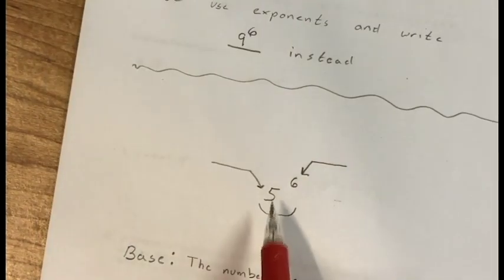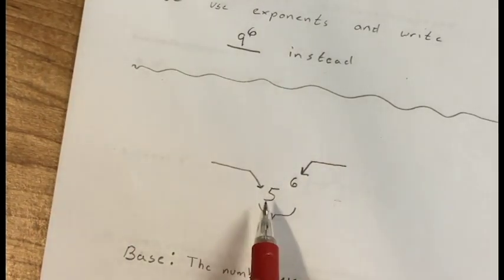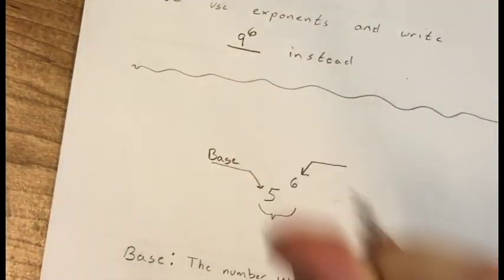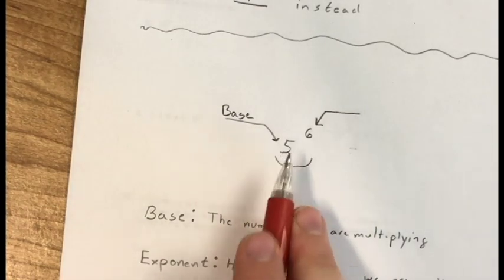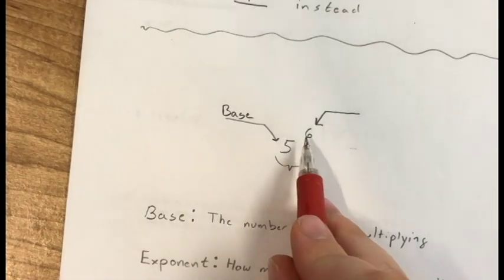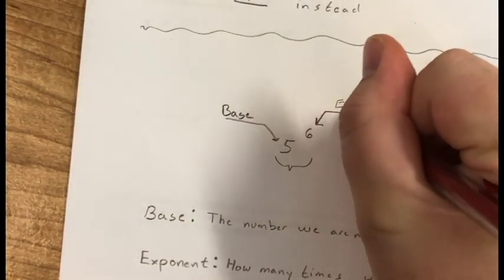So here I have a number. This number right here is what we call the base. And I'll give you the definition. It's the number we are multiplying, okay? That's it. It's the number. We're going to use the number 5. And the 6 is what we call the exponent.